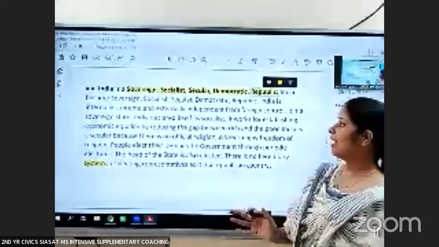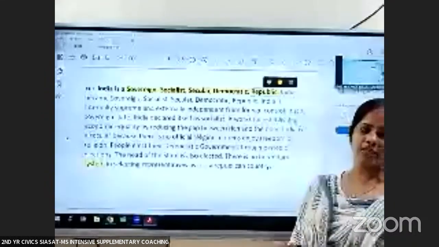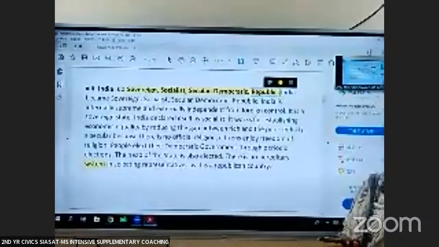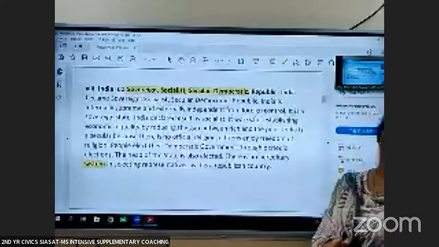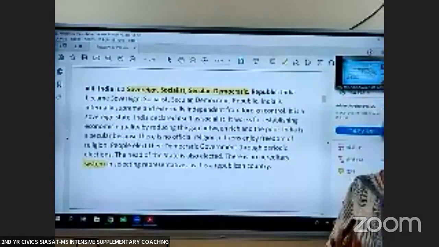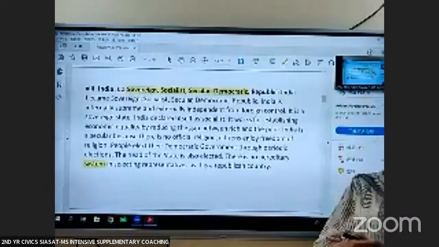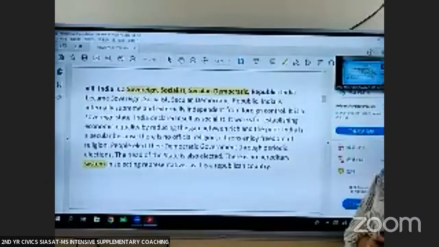In the exam, you can write any 10 points from these 13 points. Please make sure that you are learning these points. You are writing. Don't just read the answer. Develop a habit of writing. Okay.